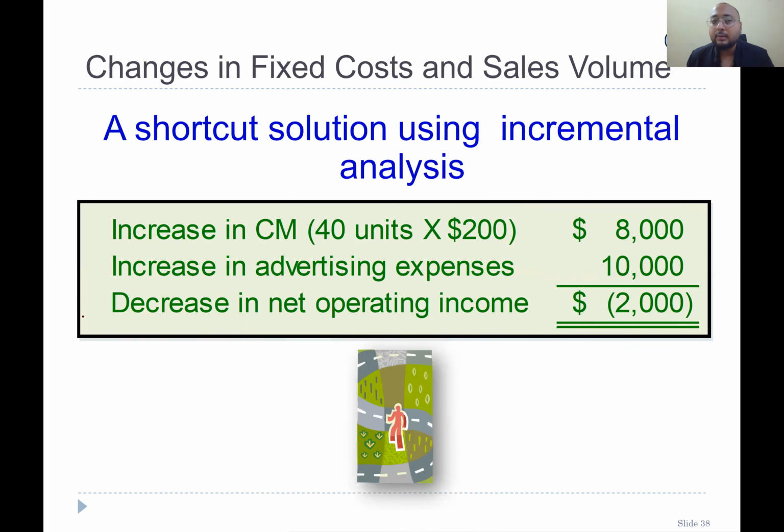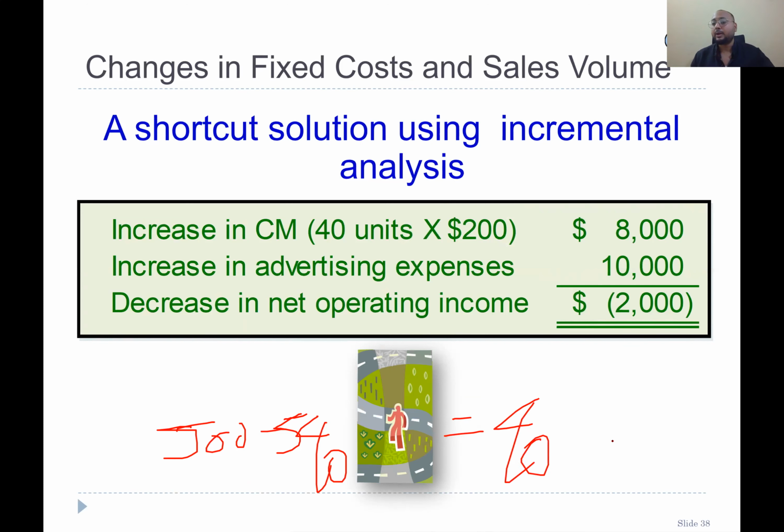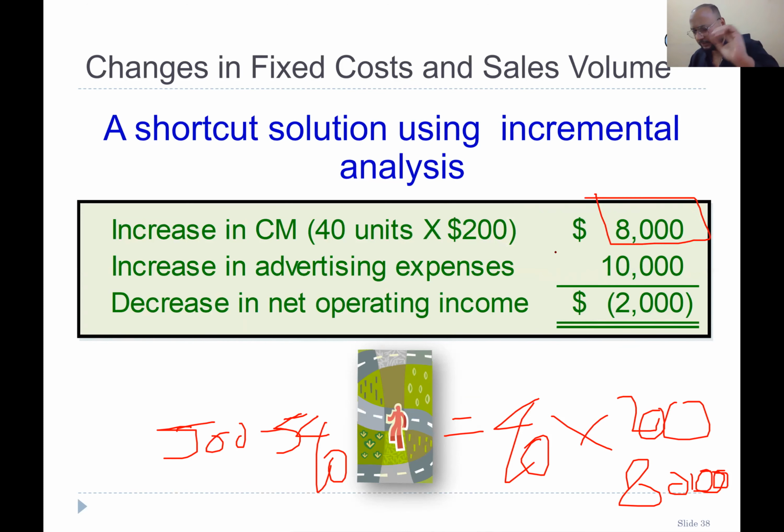You can also say that how much is the increase in contribution margin from 500 to 540? How much increase in units? 40. 40 multiplied by per unit contribution margin. So answer is 8,000. So your contribution margin, your profit, the net operating income is increased by 8,000, while your fixed cost increased 10,000. So that's why you're having a 2,000 loss in our profit.